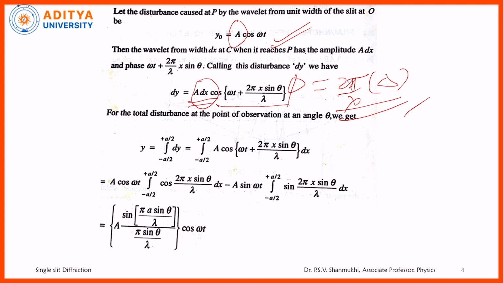So what is dy? dy is A dx cos(omega t plus phi). What is the phase difference? It is 2 pi by lambda into delta, that is x sin theta. So this is the small disturbance or displacement.